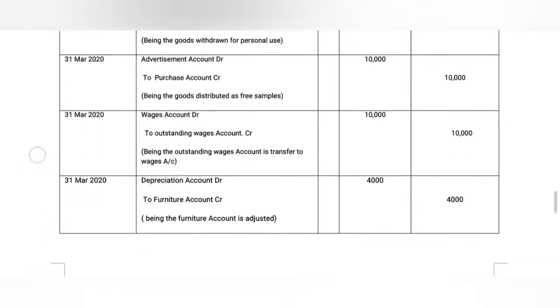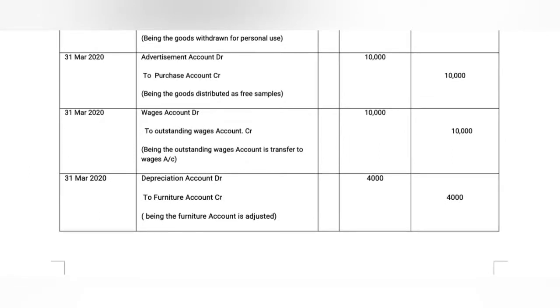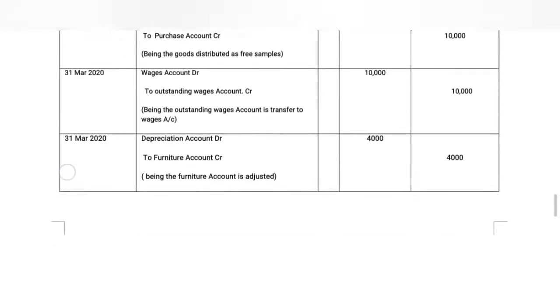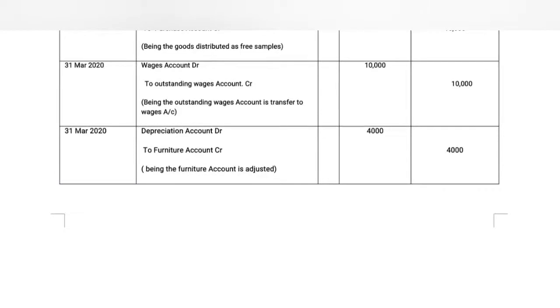Now coming to the wages account, here outstanding wages is related to a nominal account, it is an expenditure, so wages is debit. Outstanding expenses are payable at this time, that's the reason this amount is also added in the wages account, so this account is credit, and this amount is transferred to the wages account. Now coming to the depreciation account, depreciation is like a loss or an expenditure. Here this decreases the asset value, that's the reason the furniture account is adjusted with the credit side. All transactions are completed.